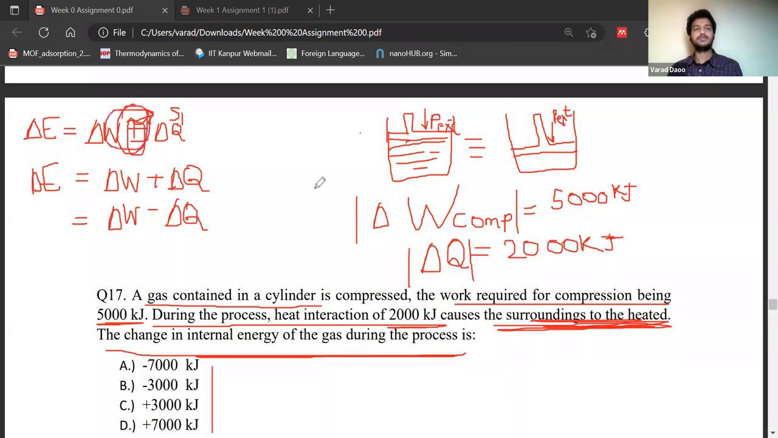Remember to mention the sign convention which you are using, whether you are using this or this. Irrespective of what you use, if you are using the correct sign convention, the answer will be the same. It cannot happen that by using one sign convention you get plus 3000 and by the other you get minus 3000, or vice versa. Using both formulas, you should get the same answer. If not, then your conventions are wrong.